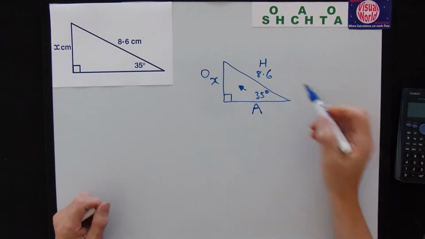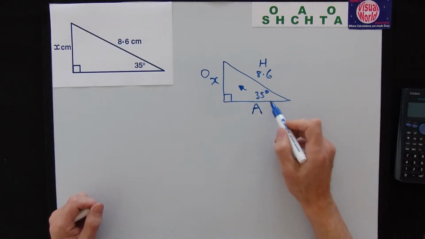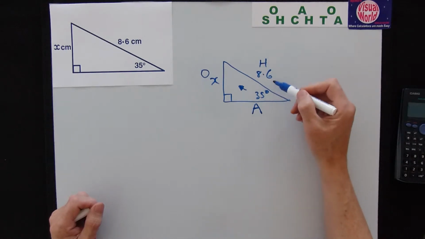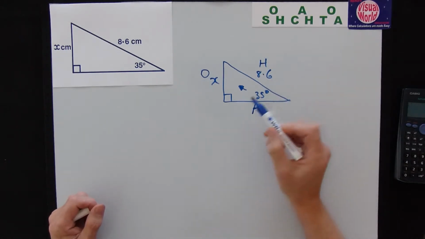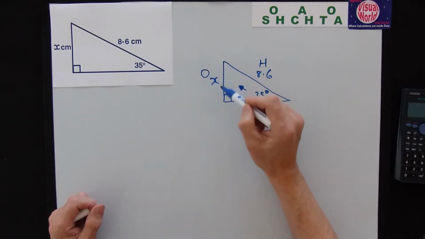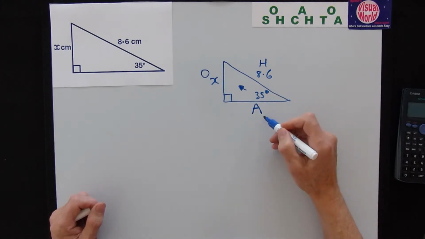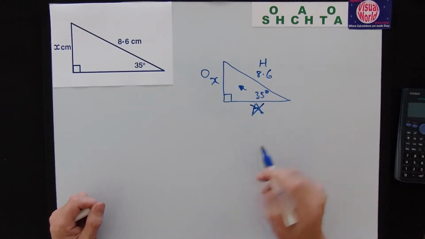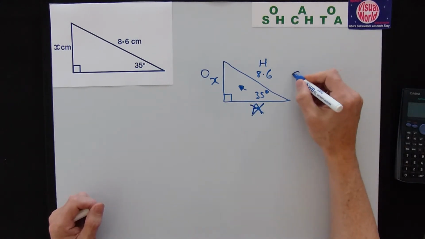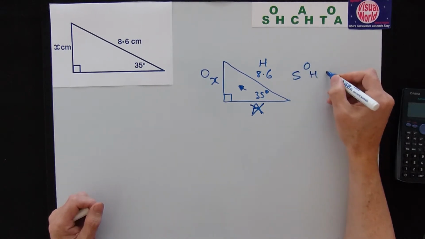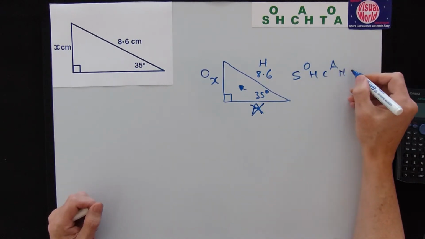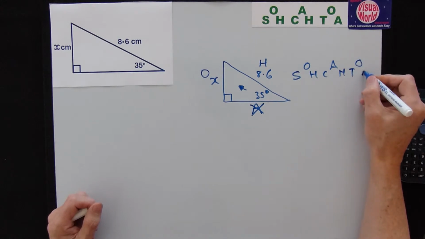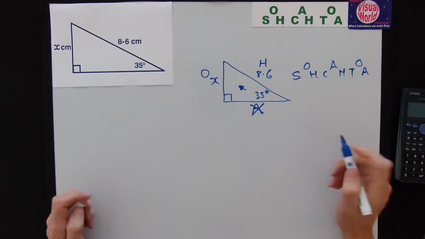Now we'll look at our diagram and we can see we're looking for the one that's not used. You can see the H is used because it's 8.6 centimetres. The O is the one we're looking for because that's the X, and the other one is the A. So it's A that's not being used, so cross out the A. Now we write our SOHCAHTOA. Always write it in triangles because that's part of the working.